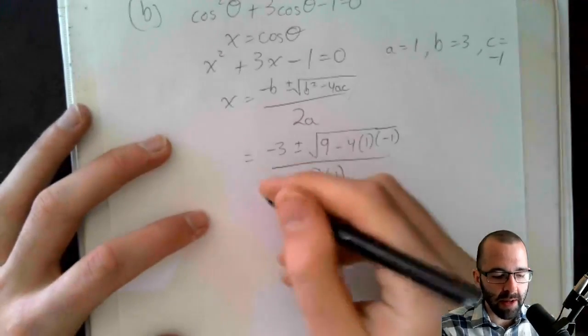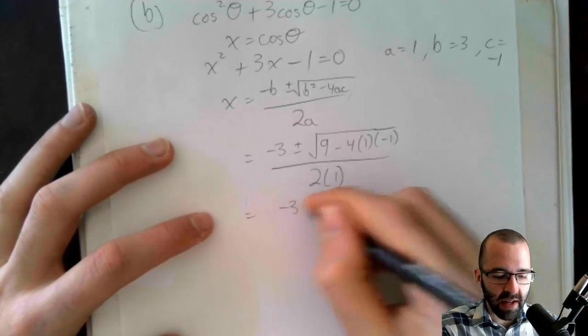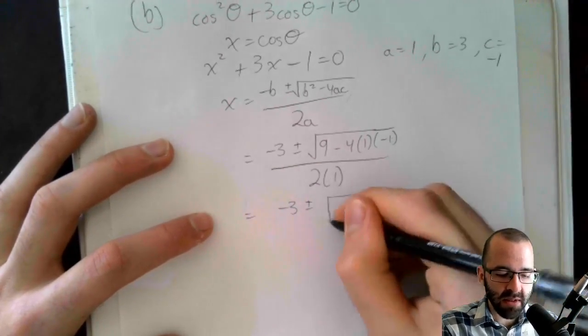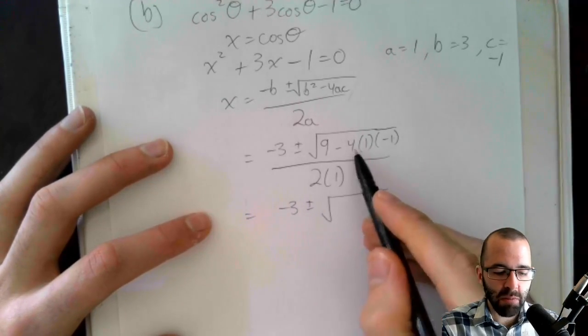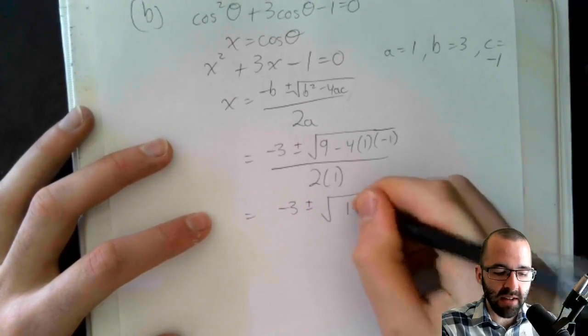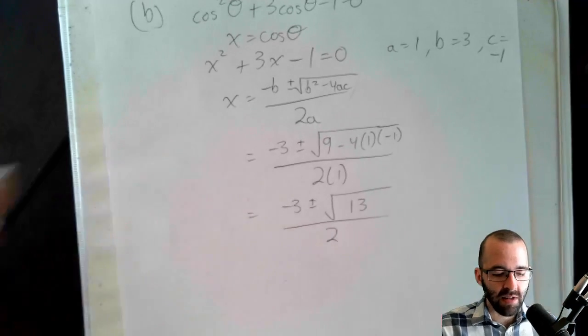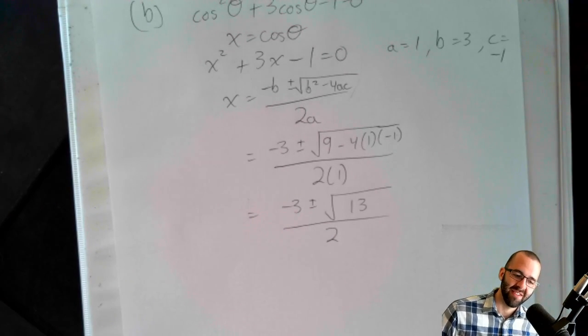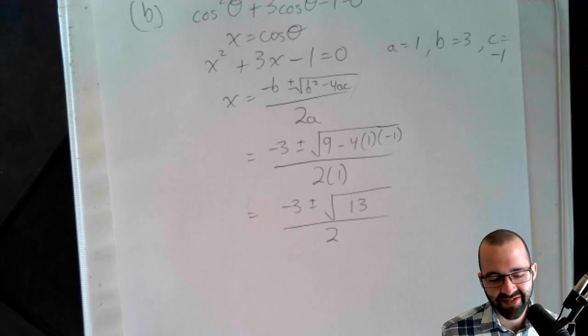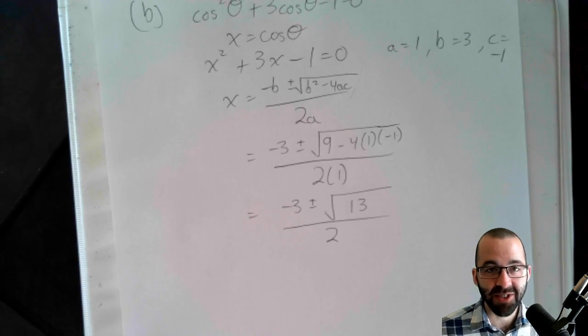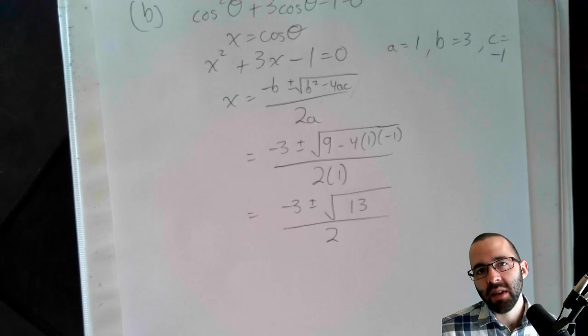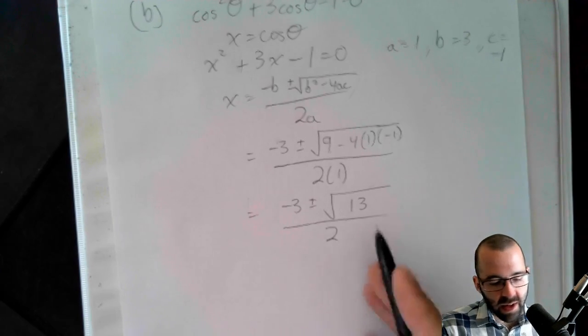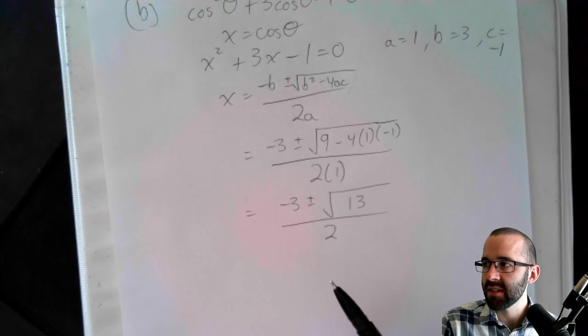And we just simplify this, right? So what do we get? We get -3 plus or minus the square root of 9 plus 4, which is 13. Oh boy. Divided by 2. So this is an interesting one. We're going to need to approximate our answer because we're not going to be able to find exact answers for this.